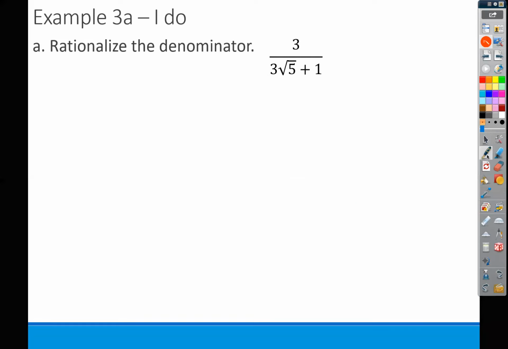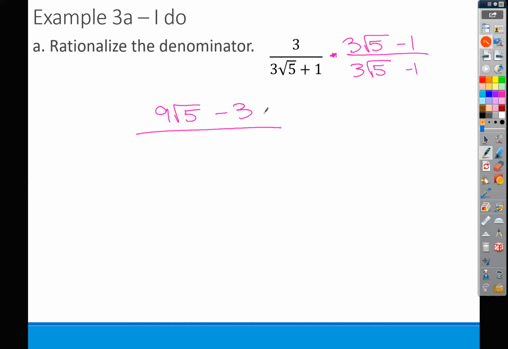So when we are rationalizing that denominator, it's a binomial, right? So in the first one, when we rationalize it, it was the monomial. So we do it differently. When we're rationalizing a binomial, we multiply it by its conjugate, which would be 3 square root of 5 minus 1 on top and bottom. Okay, so in the numerator, you're going to distribute. So 3 times 3 square root of 5 would be 9 square root of 5. And then 3 times negative 1 would just be 3.